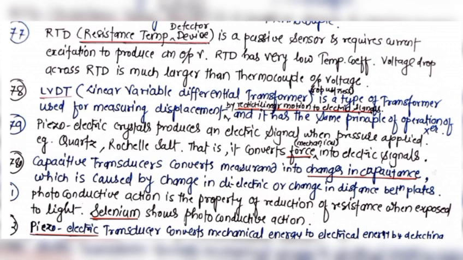LVDT, linear variable differential transformer, is a type of transformer used for measuring displacement by converting rectilinear motion to electrical signals, and it has the same principle of operation as a transformer. Piezoelectric crystals produce an electrical signal when pressure is applied, for example quartz and Rochelle salt, that is, they convert mechanical force into electrical signal. Capacitive transducers convert measurement into changes in capacitance, which is caused by change in dielectric or change in distance between plates.